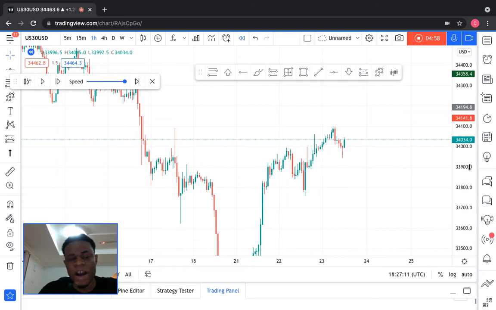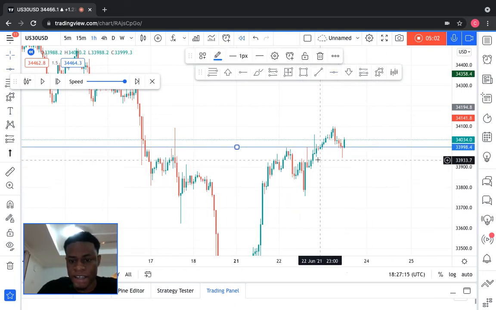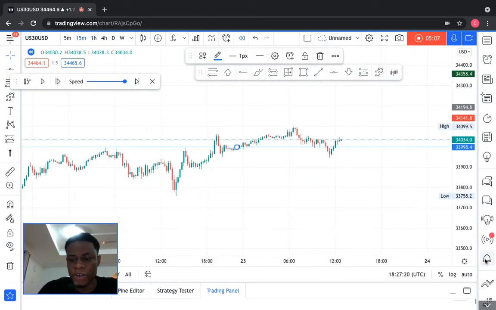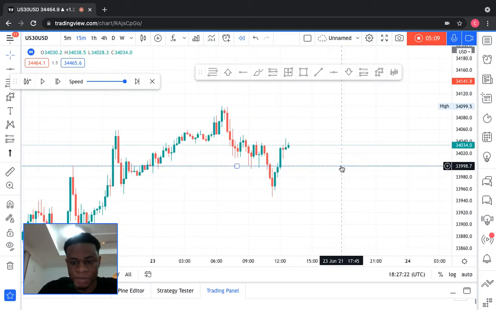I don't really need the 1 hour, but I know I'm looking for buys. Although this is like a breakout and a retest into this zone, and then continuation. I'll go to the 15 minutes to look for cheaper buying options.